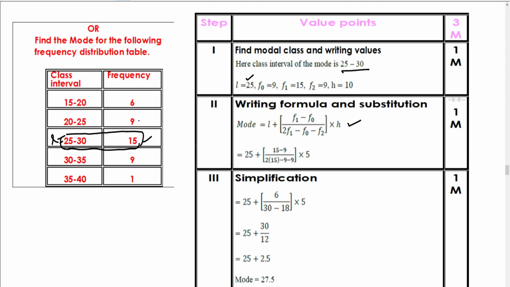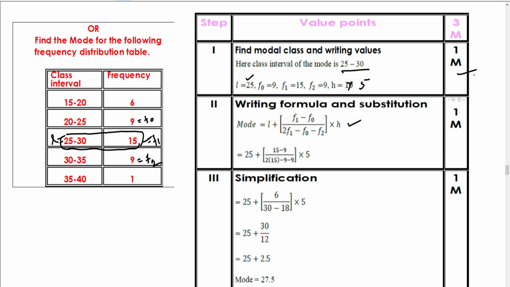F0 means the frequency of the class previous to the modal class. That is, F0 is 9. F1 is the frequency of the modal class, that is 15. And F2 is the frequency of the class next to the modal class, that is 9. Height of the class interval is 20 to 25, so it is 5. Printed as 10 there by mistake. Height of the class interval is 5.